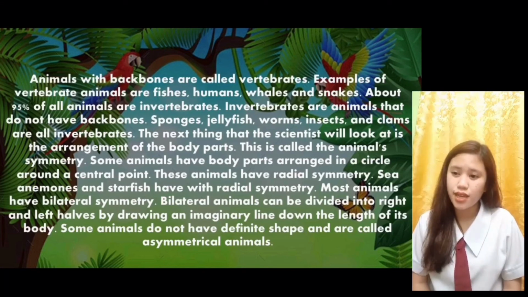The next thing that the scientist will look at is the arrangement of the body parts. This is called the animal symmetry. Some animals have body parts arranged in a circle around a central point. These animals have radial symmetry. Sea anemones and starfish have radial symmetry. Most animals have bilateral symmetry. Bilateral animals can be divided into right and left halves by drawing an imaginary line down the length of the body. Some animals do not have a definite shape and are called asymmetrical animals.